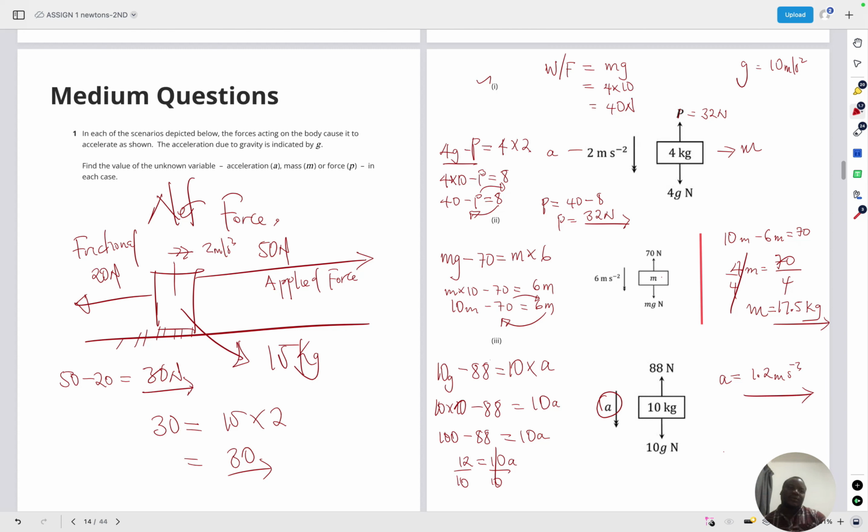So this was for question number 1 on medium questions. What is important is understanding that the net force means when you take away the opposing force from the force applied, what you have is what we call the net force.